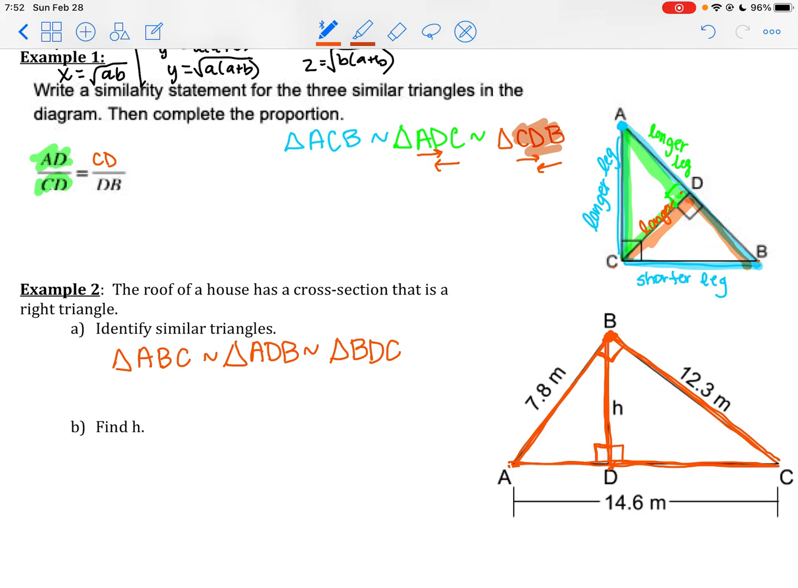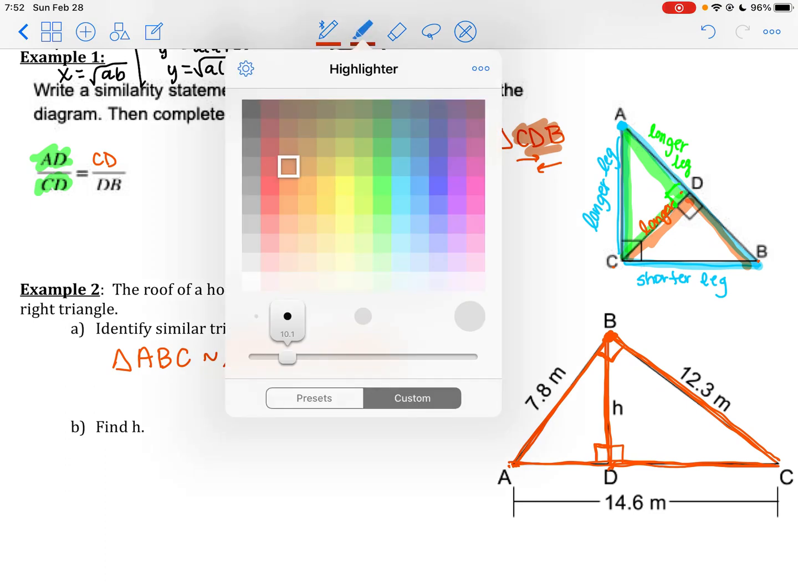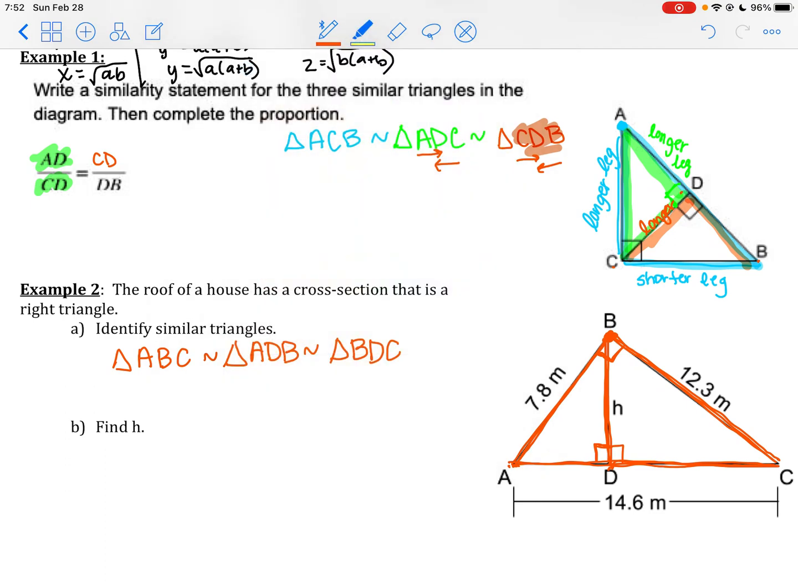All right, next we're going to find the value of H. So H is segment BD. So segment BD, I can use either of these triangles that have BD as part of them. But let's go on and say that we're going to start with BD. And then I want to use our proportional parts.